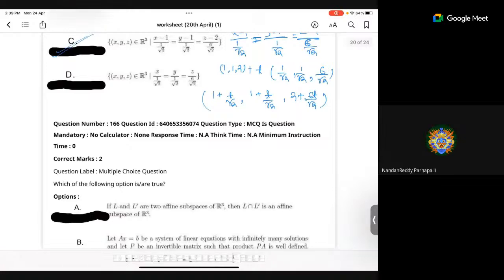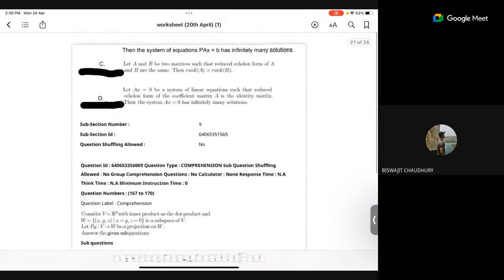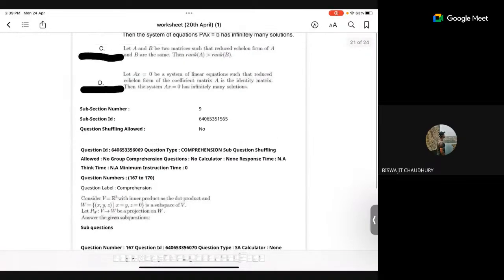So what is the meaning of a well-defined product? Such a product is well-defined, PA. Product is well-defined means you are able to find the product. That means there exists some invertible matrix P for which PA is well-defined. Some part of option B is written here also.